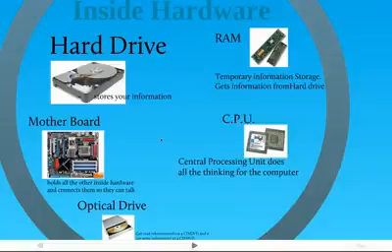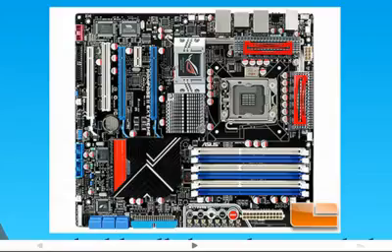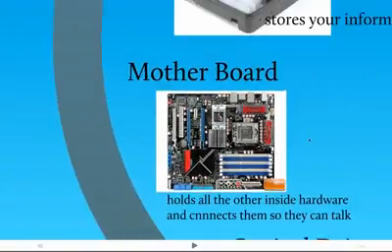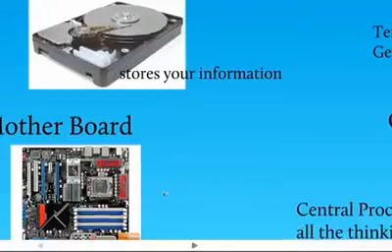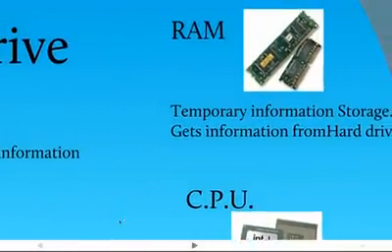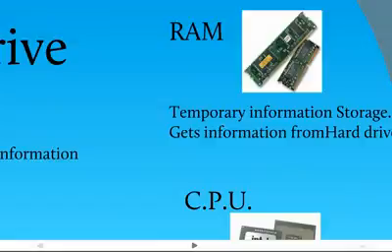Next would be the motherboard, and the CPU is installed on the motherboard. Here's a good picture to see all that. The CPU works with RAM, and I'm going to discuss that next. RAM stands for random access memory, and this makes the computer run faster.